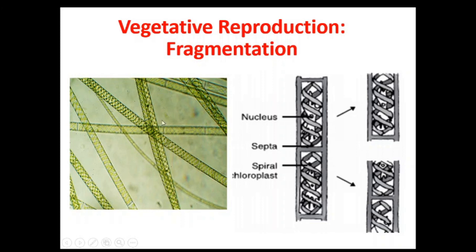So in fragmentation, the filaments break into pieces, either due to mechanical injuries or by dissolution of the septum between the adjacent cells. Here you can see one filament and the filament is broken into two pieces. Now the broken pieces can grow into mature filaments through the process of mitotic cell division. So fragmentation is one of the natural methods of multiplication of Spirogyra in nature.